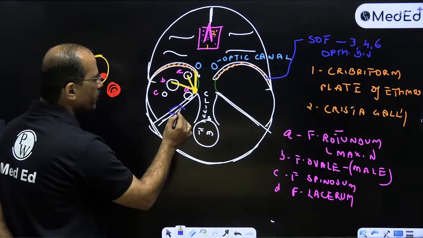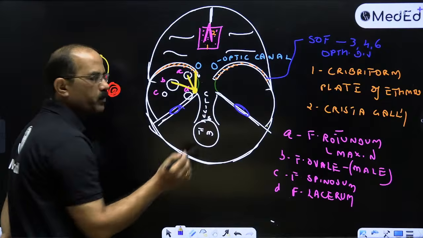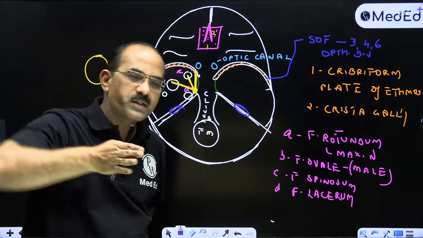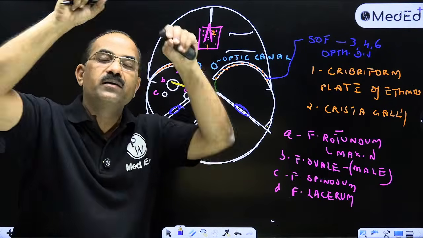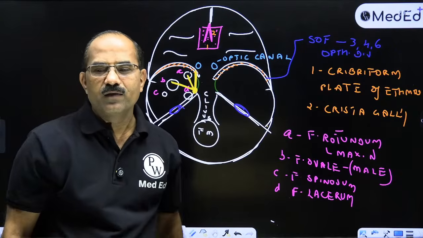Anyone? What is this foramen known as? यहाँ पे एक foramen है. अगर ये foramen से जाते हो, so we go inside the ear.